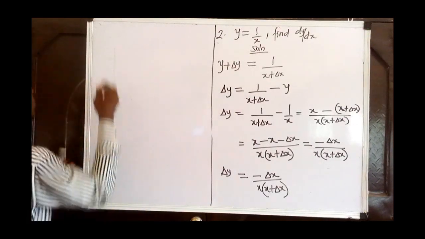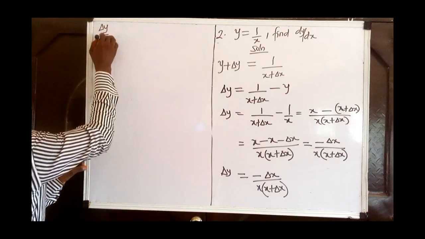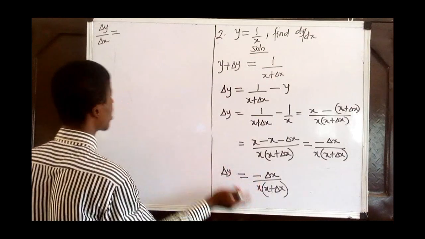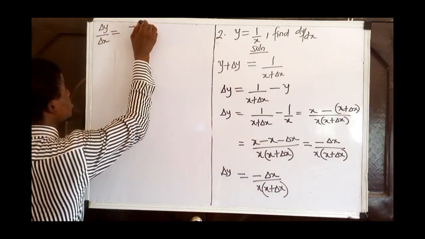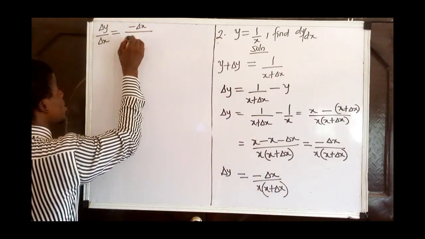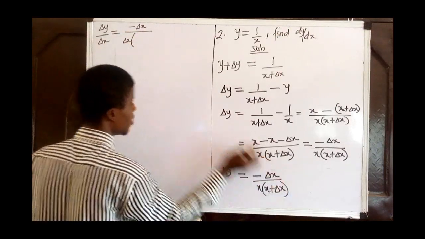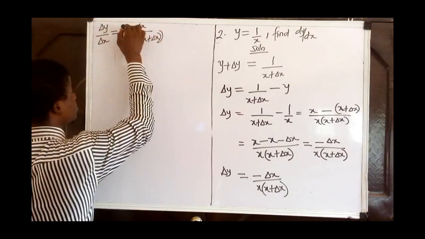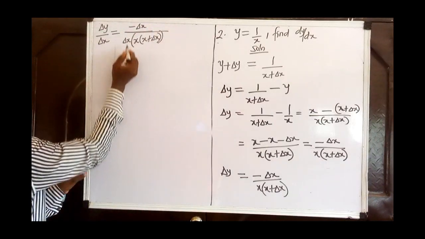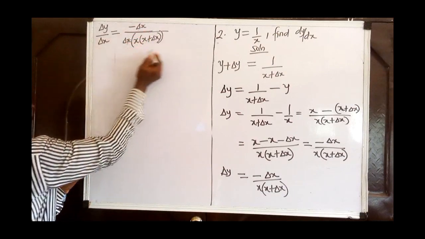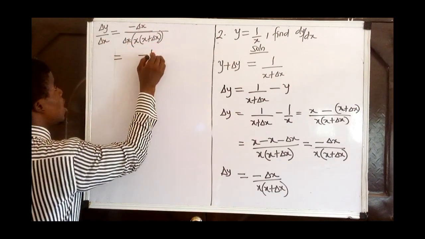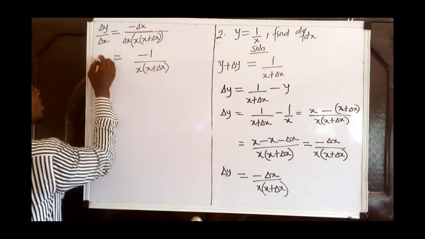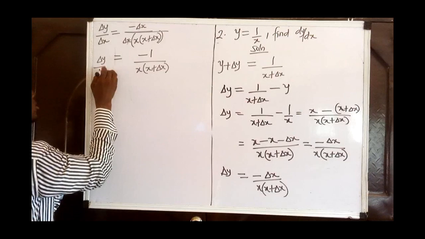So this is what we have. Delta y over delta x is equal to, if I divide this expression by delta x, negative delta x over delta x, multiplying everything I have here, x times x plus delta x. And so, delta x will cancel delta x, leaving us with negative 1 over x times x plus delta x. So this is our delta y over delta x.